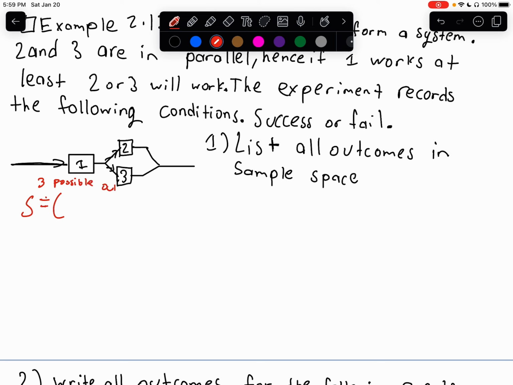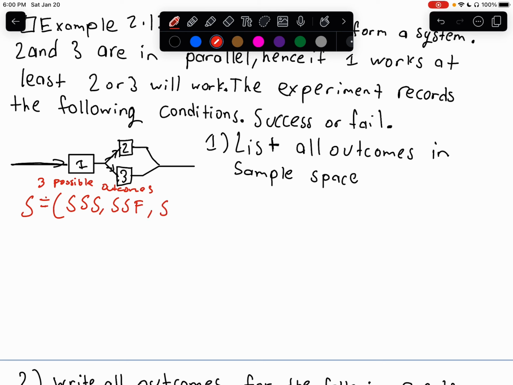Possible outcomes of each thing. So our first one: number 1 succeeds, number 2 succeeds, and number 3 succeeds. So that's 1. Then we have number 1 succeeds, number 2 succeeds, but number 3 fails.